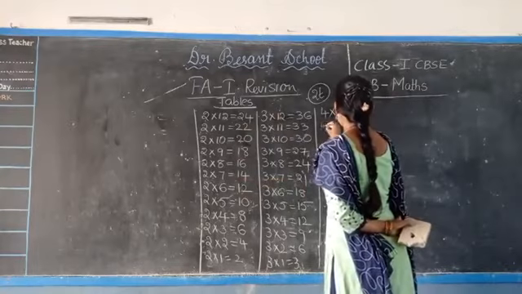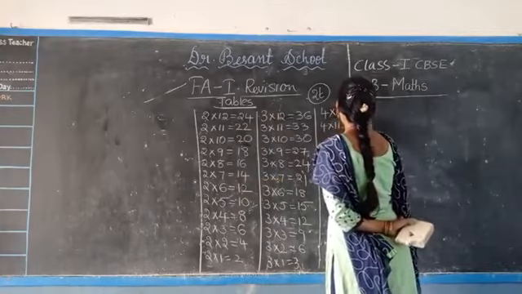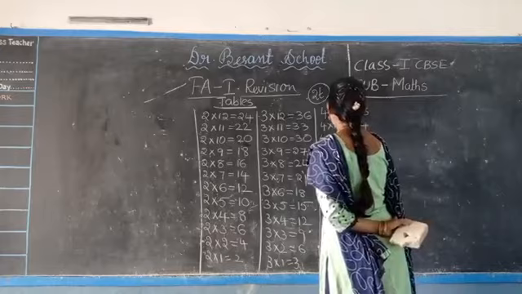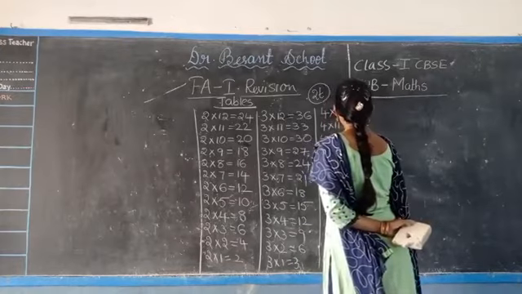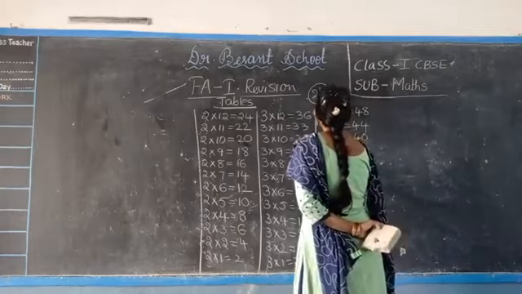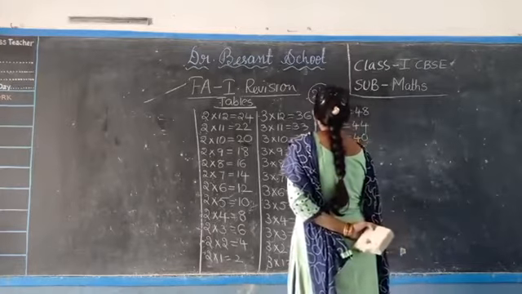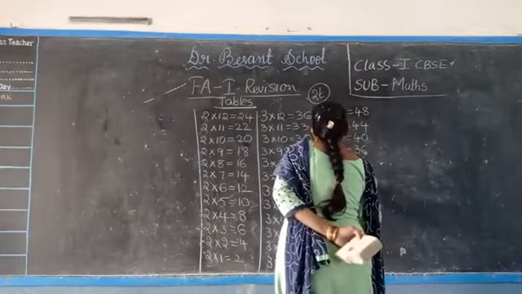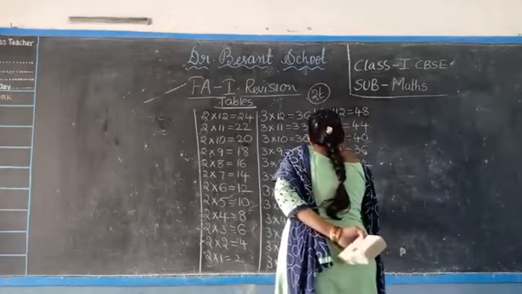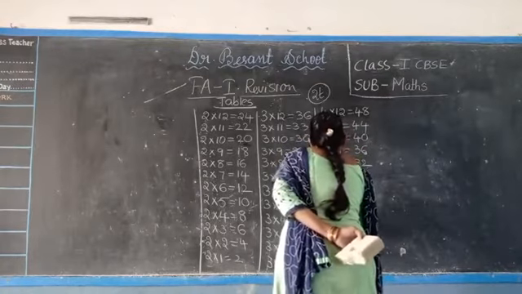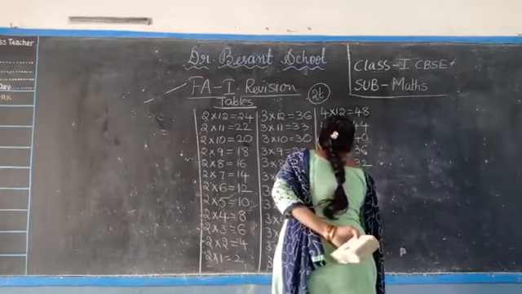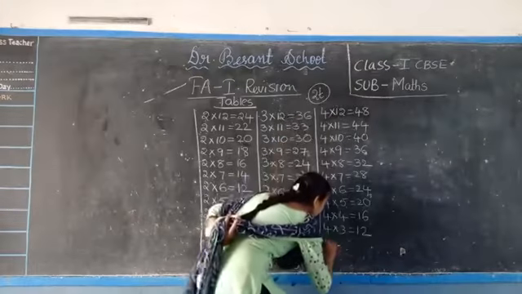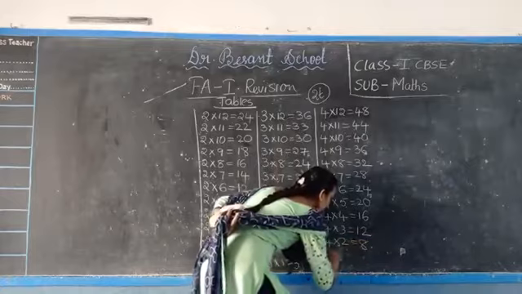4 12s are 48, 4 11s are 44, 4 10s are 40, 4 9s are 36, 4 8s are 32, 4 7s are 28, 4 6s are 24, 4 5s are 20, 4 4s are 16, 4 3s are 12, 4 2s are 8, 4 1s are 4.